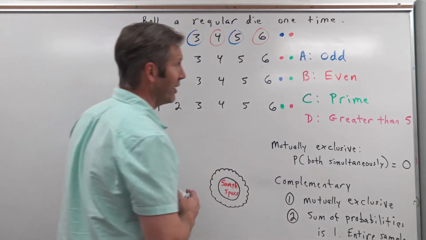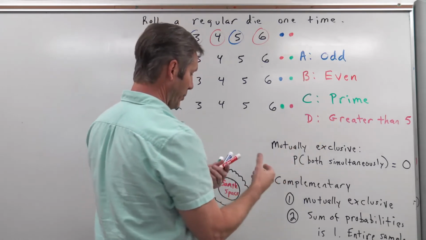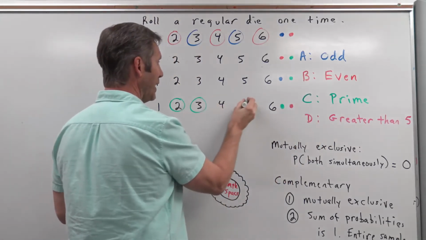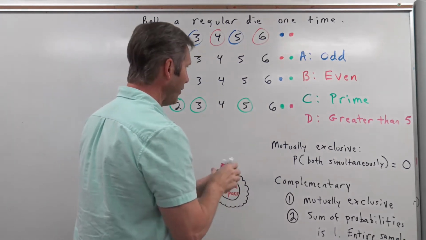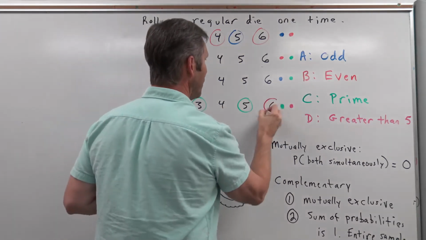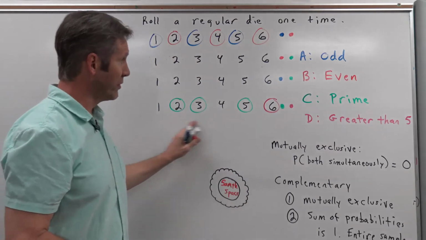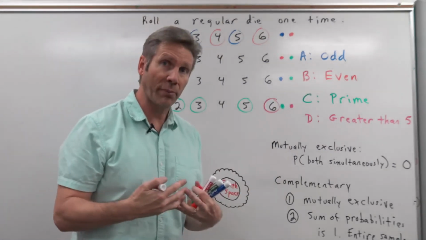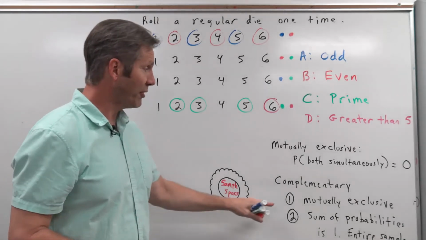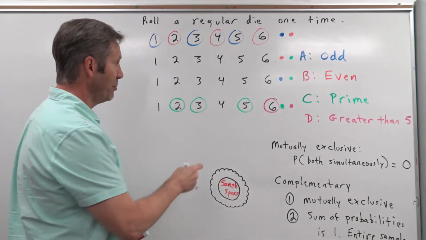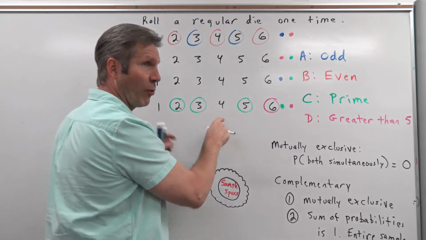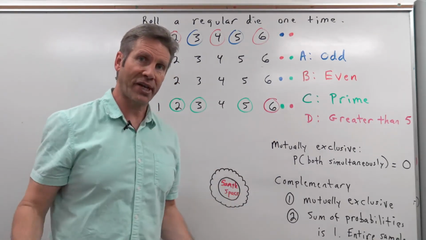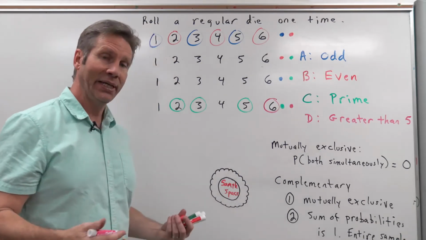Now let's contrast that with prime and a number greater than 5. If we look at the primes, 2, 3, and 5, and then a number greater than 5 is 6. So we can see that these two events, the green and the magenta, are mutually exclusive. There's no number that's in both sets, but they're not complementary because we haven't accounted for the 4 and the 1 in the sample space. So these two events do not make up the entire sample space, so they cannot be complementary.